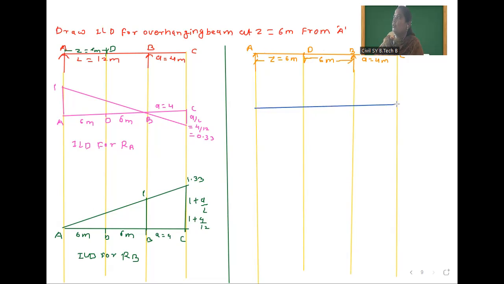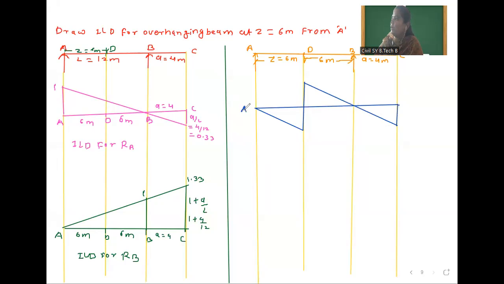Now you tell me how we will draw the shear force diagram. From this A point to D point, minus Z by L. After that, it will go above the baseline, and here Z in bracket L minus Z, and at B point it will close. But from B to C, we have to make it rigid. So we will extend this line, and after that we will close this line. So this is the influence line diagram for shear force, and we have to mark values here.